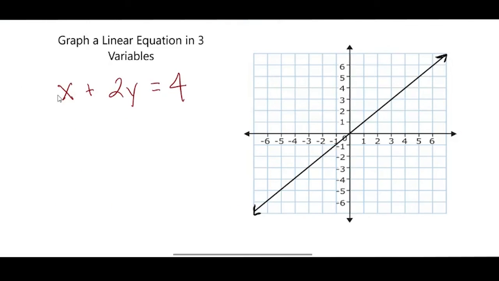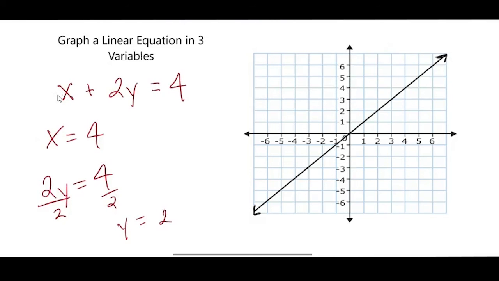So let's say we're given x plus 2y equals 4, but we're told to graph this as a linear equation in three variables. Well, there's no z. So we know that it's 0z. Okay, so remember that it's 0z. And the way you would actually graph this is we find the x-intercept, which is going to be x equals 4, and the y-intercept, which is going to be 2y equals 4. And then we divide both sides by 2, so y is 2.